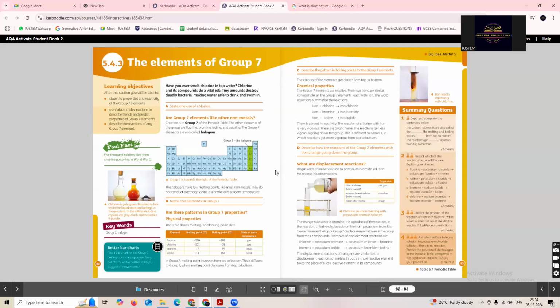Bromine is liquid, right? Yes, bromine is liquid, not iodine. Iodine is solid. What about fluorine? It's also gas. But not sure about astatine. It can be solid, gas, or liquid at room temperature. So that's why we cannot say. Yes, we cannot come to any conclusion.